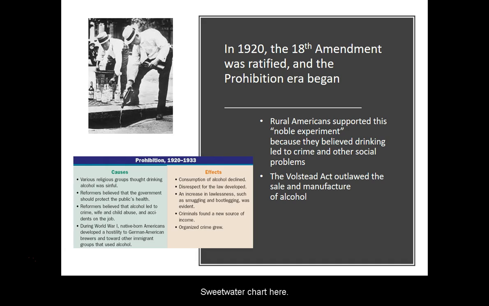So if you look at our chart here, causes of prohibition: very religious groups think that drinking alcohol is sinful. Reformers believe that the government should protect the public's health. Basically, they believe that alcohol is making people sick. Reformers believe alcohol led to crime, wife and child abuse, accidents on the job. And during World War I, native-born Americans developed a hostility to German-American brewers and toward their immigrant groups that used alcohol.